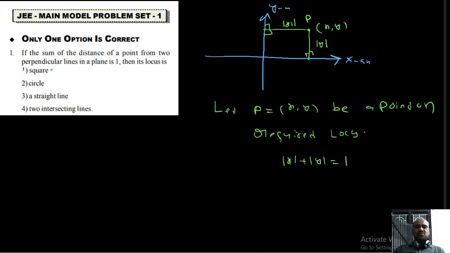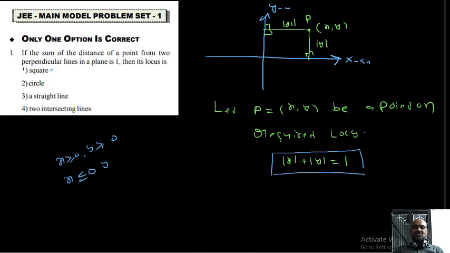You should remember that if mod x plus mod y is equal to 1, it gives a square on the coordinate plane. To open the modulus, several cases will arise. One case: x greater than or equal to 0, y greater than or equal to 0. Another case: x less than or equal to 0, y less than or equal to 0. Another case: x greater than or equal to 0, y less than or equal to 0. Another case: x less than or equal to 0, y greater than or equal to 0.